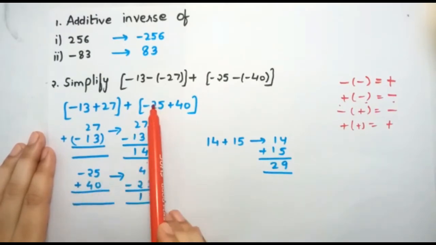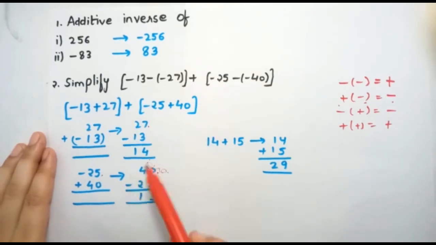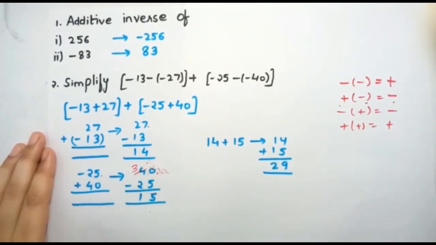The next one is minus 25 plus 40. Minus 25 plus 40. We can write it this way, because 40 we will write here and 25 will write here. Why? Because in this type of subtraction, it is difficult to subtract as 25 is a smaller number. So it's difficult to subtract 25 from 40. So we'll write 40 here and 25 here. So 10 minus, here we'll borrow 1. So it would become 10. 10 minus 5, that would be 5. And here it would become 3. And 3 minus 2, that is 1. So the answer would be 15.